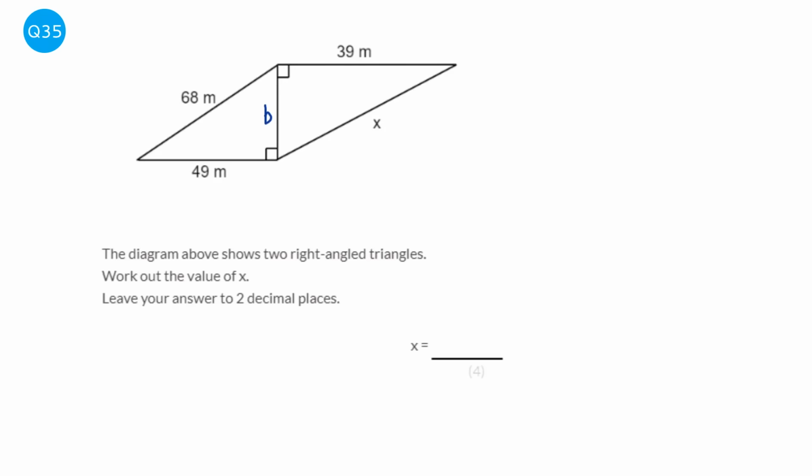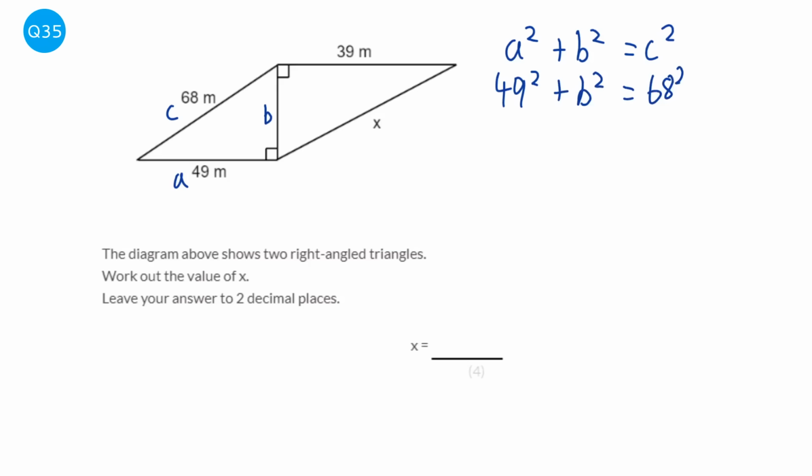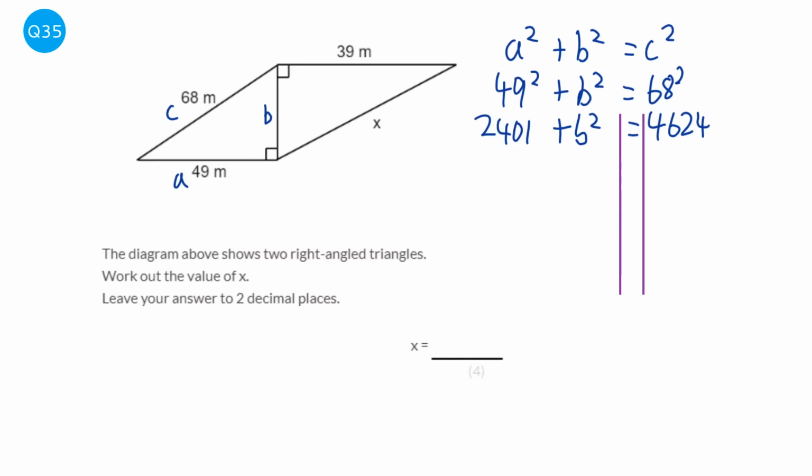And we know with Pythagoras we can find a third length if we've got the other two in a right angle triangle. So a squared plus b squared equals c squared. And a and b were labelled. c is always opposite the right angle, so it'd be 49 squared plus b squared equals 68 squared. And 49 squared is 2,401, and 68 squared is 4,624. So we are solving here, so let's get our lines down.